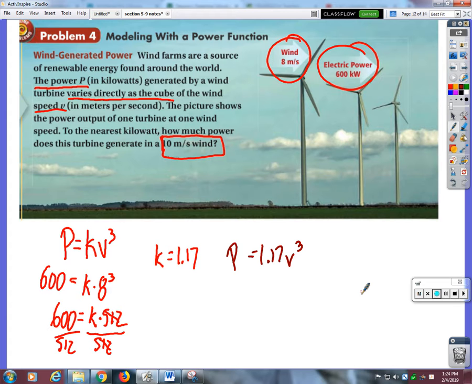So now if the wind speed picks up to 10, 10 cubed is 1,000. And so I just need to move the decimal over 3 places. So 1,170 kilowatts. In this case, since the amount of power generated is based on the cube of the wind, if the wind speed just picks up a little bit, 2 meters per second, the power that you generate almost doubles. Isn't that interesting?